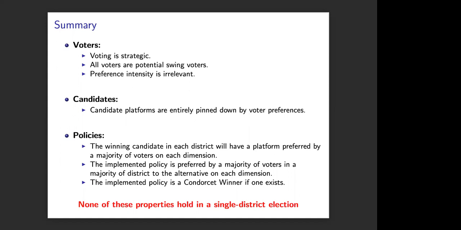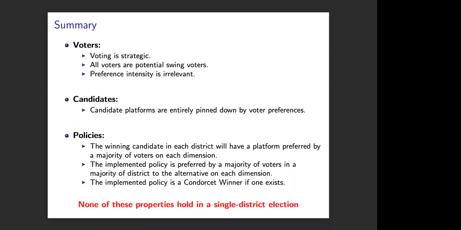We showed that preference intensity is irrelevant for how you vote. In terms of the candidates, we saw that platforms are entirely pinned down by voter preferences. And in terms of policies, we got some positive results: the winning candidate in each district will have a platform preferred by a majority of voters on each dimension. This then pulls through to a national level, where the implemented policy is preferred by a majority of voters in a majority of districts to any alternative. And finally, the implemented policy is going to be a Condorcet winner if it exists.